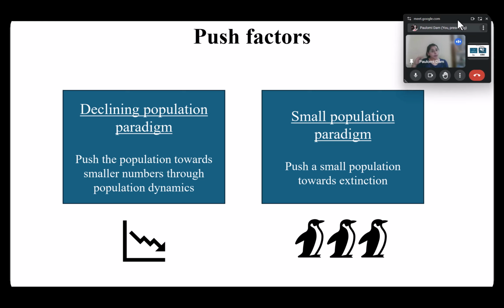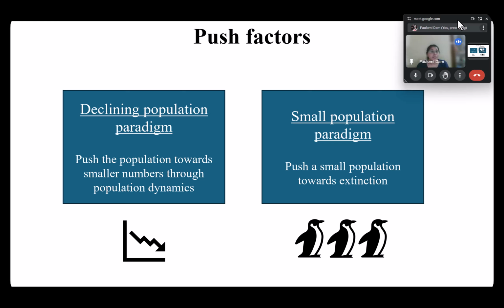Once the population is reduced in size, it will reach a level called small population, which is an extremely small population. When further factors play upon those populations, those are called small population paradigms. Those are the factors that affect these small populations. So let's describe them in more detail.